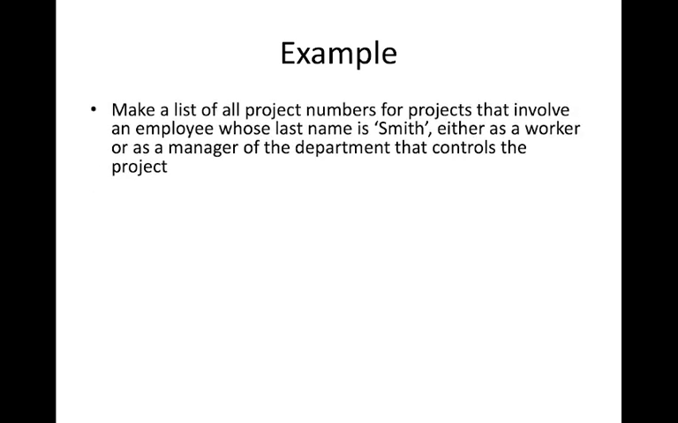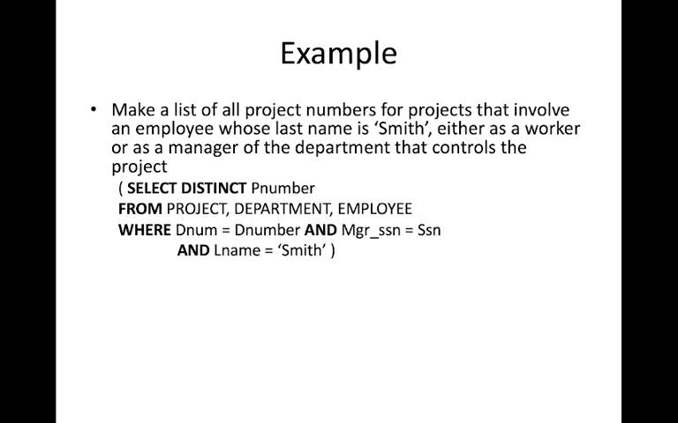So we have already seen this example. Make a list of all project numbers for projects that involve an employee whose last name is Smith, either as a worker or as a manager of the department that controls the project. So this is the query we need to write. We have already seen this when we studied the union example, where in the previous lecture we wrote this query using the union operation.